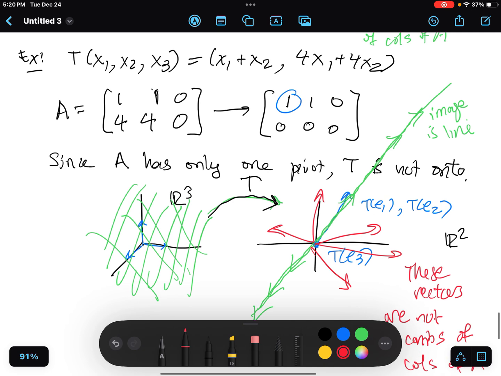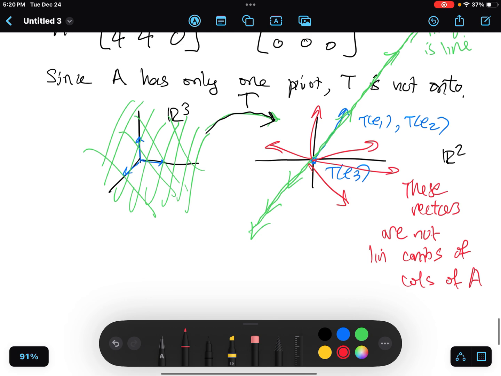We can see it in terms of the matrix. There's no pivot in the second row, and then we can see intuitively, in terms of the picture, what's going on. It's that this function is mapping all of R3 to this line, and so you miss all the vectors that are not on the line, and that explains why T is not onto.